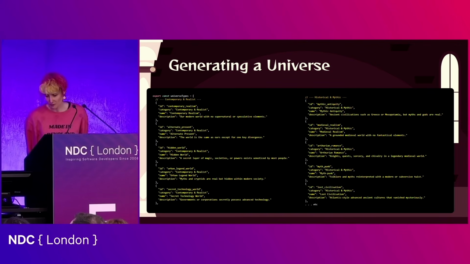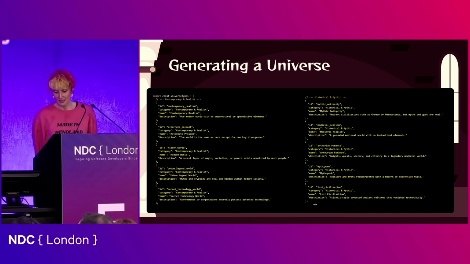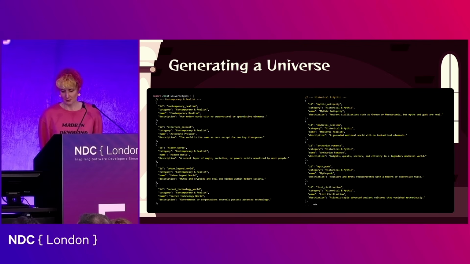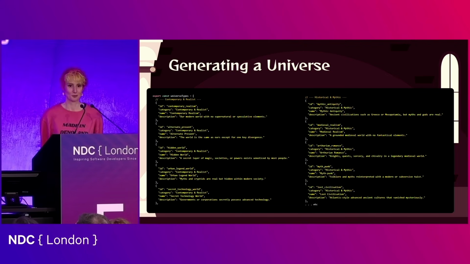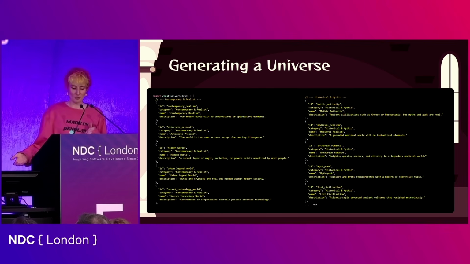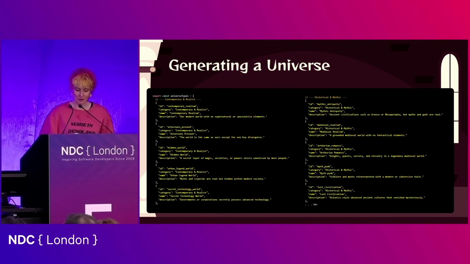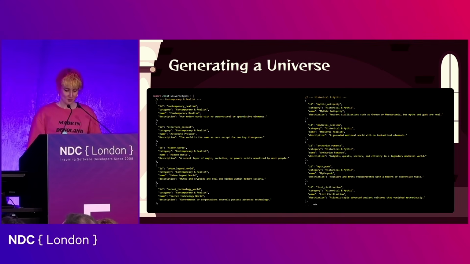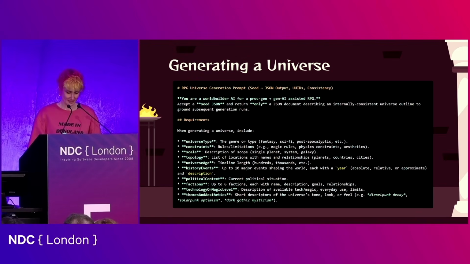So let's just have a look. What have we got in here? We've got a contemporary realism seed. The category is contemporary and realist. Description, only modern world with no supernatural or speculative elements. That's not my idea of a fun role-playing game. But we could, as you can see here, we've got a huge list of different options. So we're going to pick a seed, build it out, give it some tone, some scale, and some thematic bias.